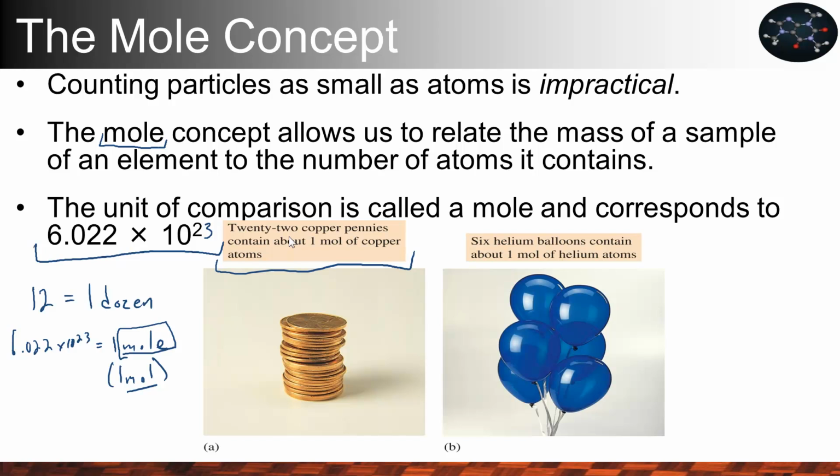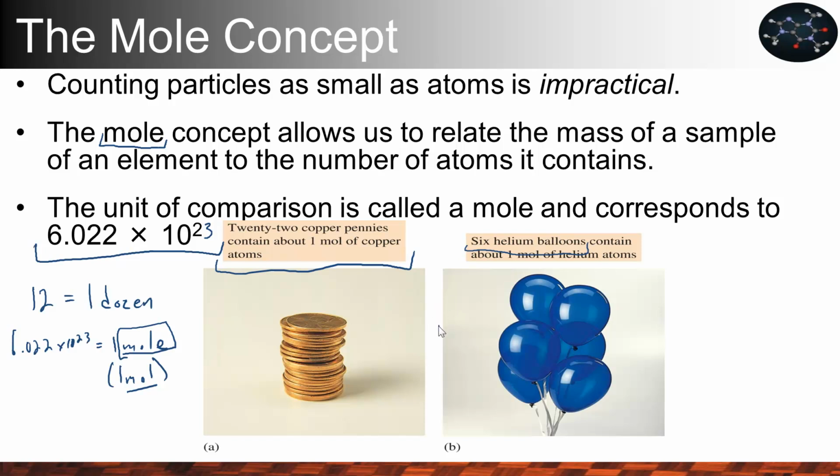Well, about 22 copper pennies have about a mole of copper atoms. We have 6 helium balloons. Helium is a lot less dense. It's more spread out. One mole of helium atoms, we need about 6 good-sized helium balloons for that. But a mole is a reasonable amount of material to be able to pick up.